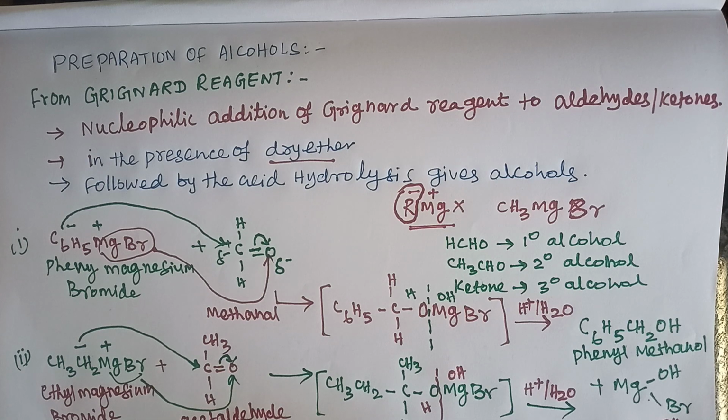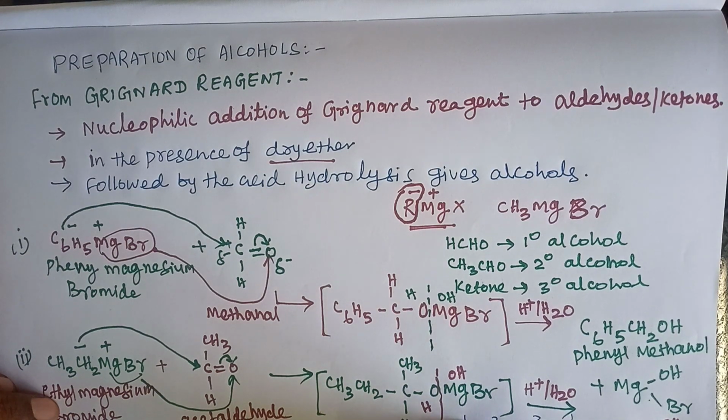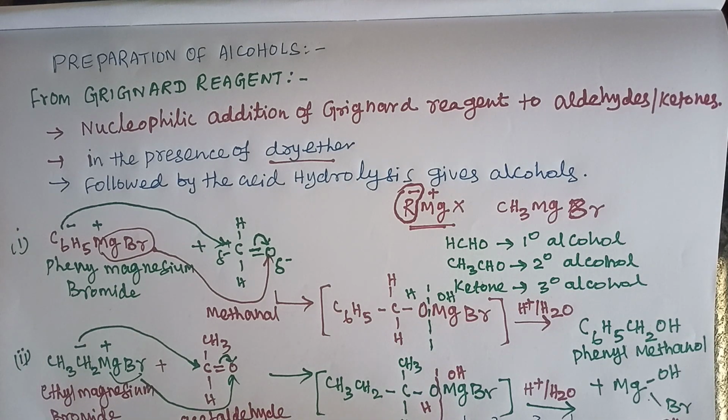What is the name of this alcohol? The total carbon: 1, 2, 3, 4. Four carbon means the parent hydrocarbon is butane. Here 1, 2, 3, 4. The OH group is present in the second carbon, so we can say butanol. Butane 2-ol. The name of this compound is butane 2-ol.